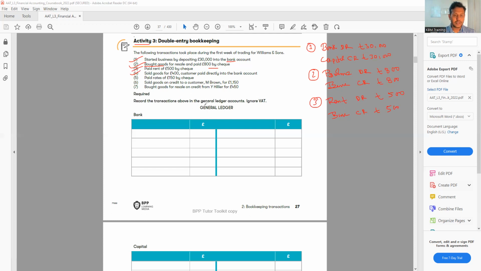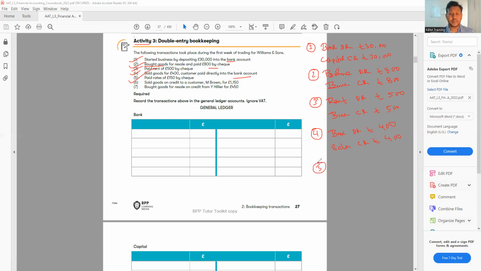Then number four, sold goods for 400 and customer paid directly into the bank account. So our bank will go up. If the customer pays into my business bank account, my bank account will go up. So the bank will be debit because bank will go up. Bank debit 400. And sales credit. Sales is income. If I make a sale, my income will go up and the capital will go up. That's why sales is credit. Sales is always credit.